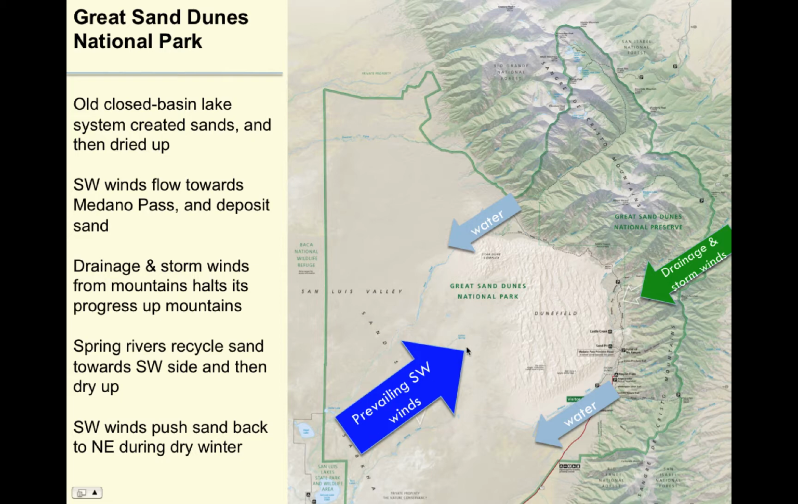So there's a battle between the prevailing southwest winds pushing it up against the mountains and trying to push it over, and drainage and storm winds trying to push it back down, so there's some kind of balance there. At the same time, the rivers play a big part here too, especially in the spring, where Medano Creek, this river coming down along the side here, actually eats away at the sand dune and recycles the sand that was deposited by the southwest winds and pushes it back to a place where it can be blown up again.